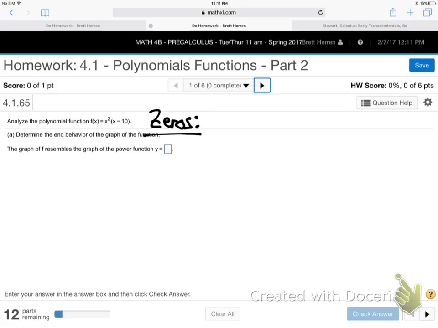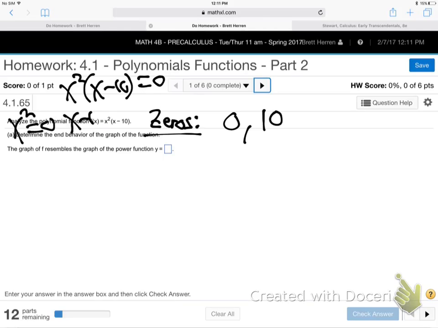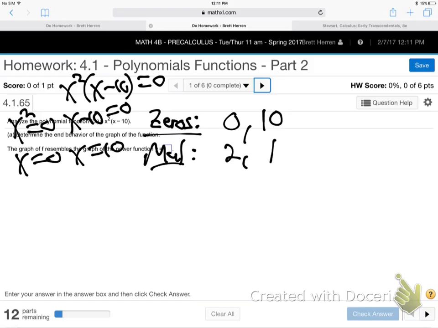All right, what are the zeros? 0 and 10. Good, 0 and 10, right? Basically, if you set that function, x squared times x minus 10, equal to 0 and solve, then you set each part equal to 0, don't you? And so that just means x is 0, x is 10. Beautiful. All right, what are the multiplicities? Notice what's the powers on them? 2 and 1, right? This is a 1 power, and that's on the individual ones. We'll get to the overall third power thing in a minute.